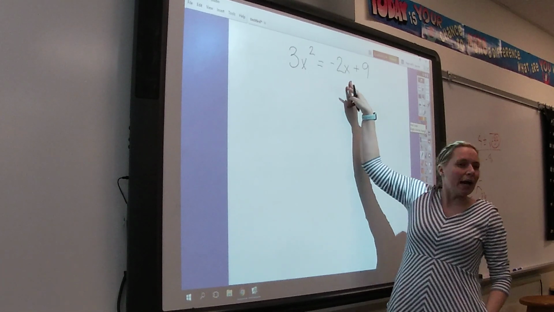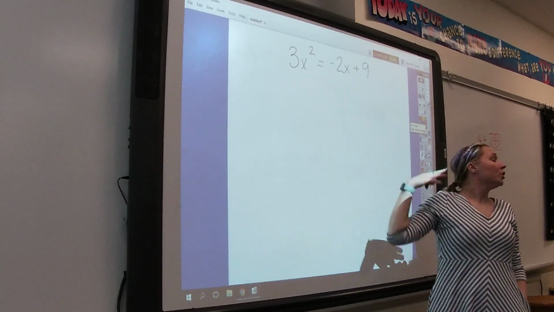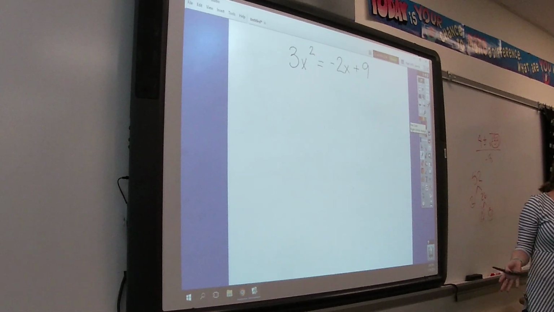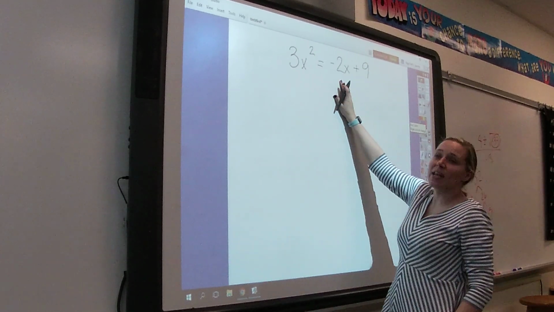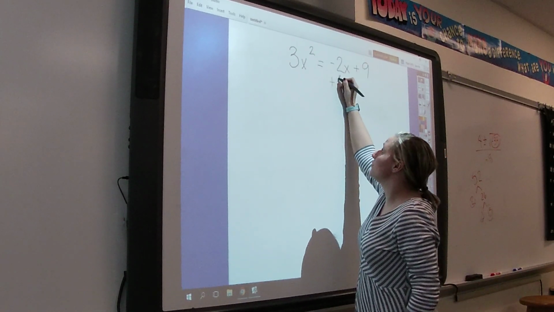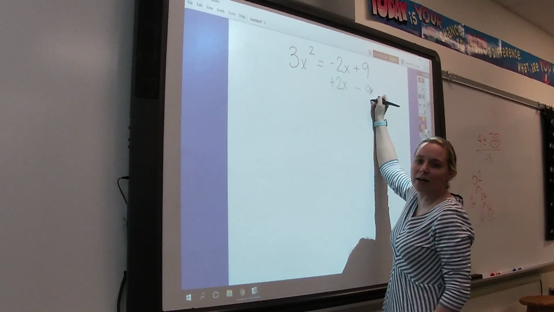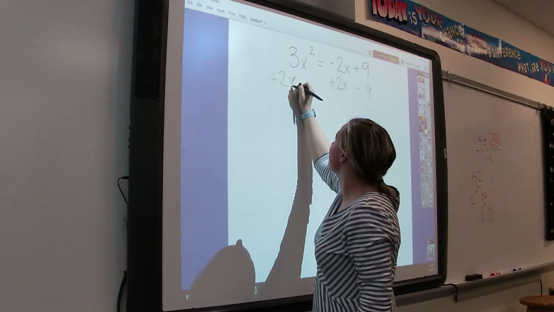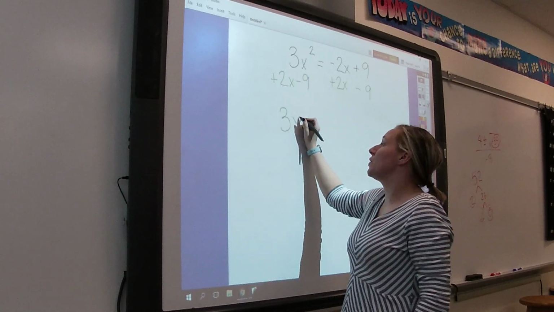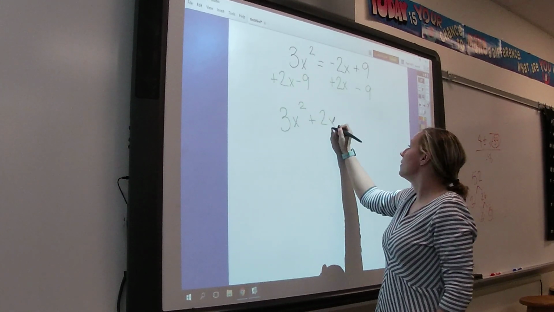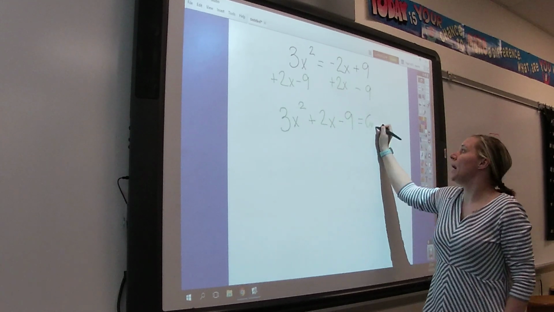Let's just say you decide to move this way and move both of them. You can move them both at the same time. Okay, so what's the opposite of a -2x? Positive 2x. And what's the opposite of a positive 9? Negative 9. Sorry, I told you the answer. So this becomes 3x squared plus 2x minus 9.